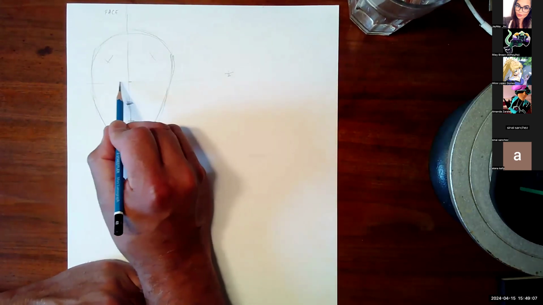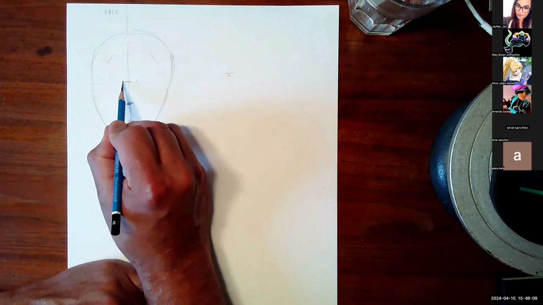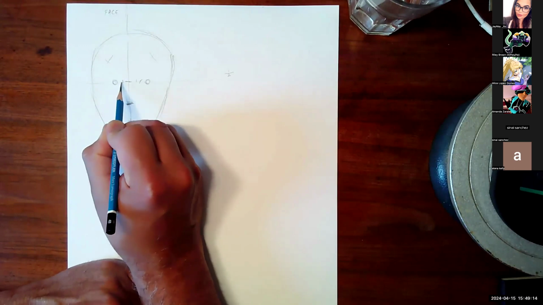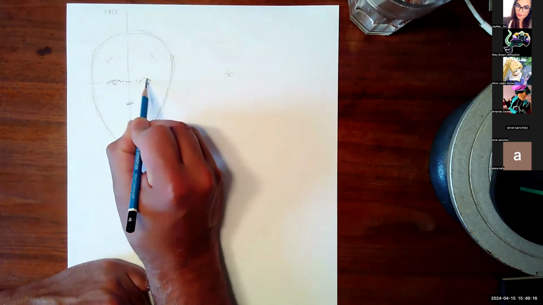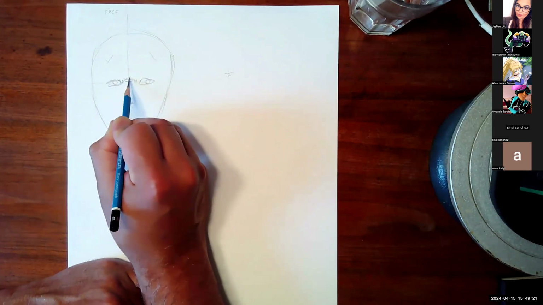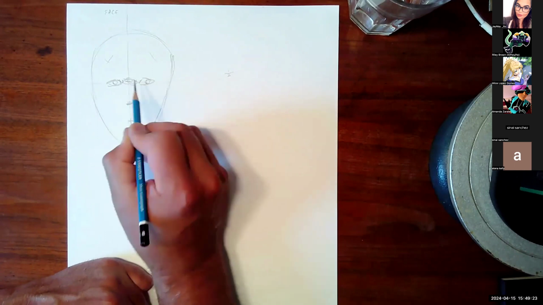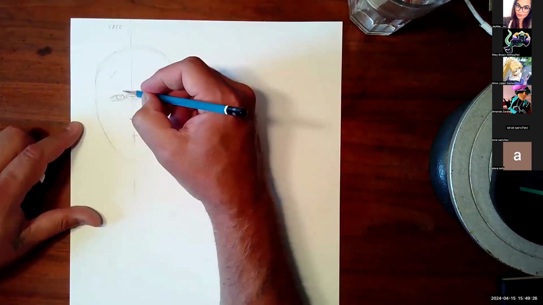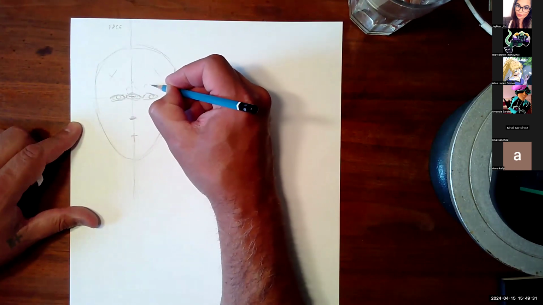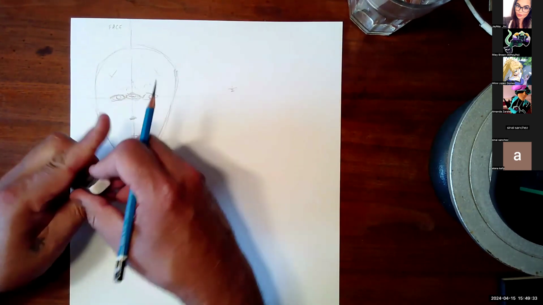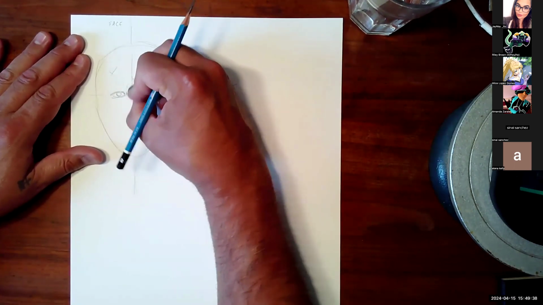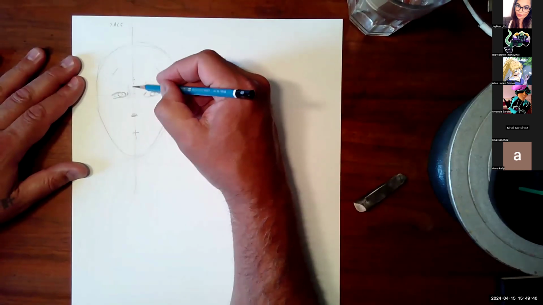So the eyes are here. And the eyes are usually an eye's width apart. So if I were to put another eye in here, it would be about like the third eye there in the middle. I know it looks funky, but there's one third here, and then you have the eyes here. Okay, I'll erase my eye so I don't have a funky looking drawing.